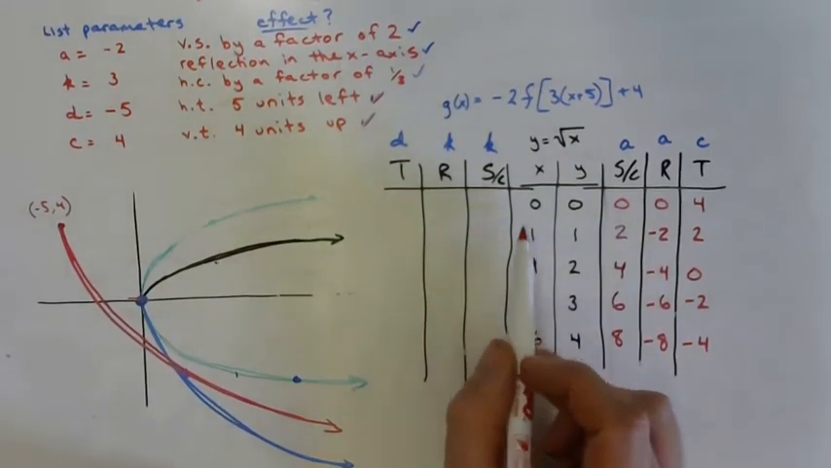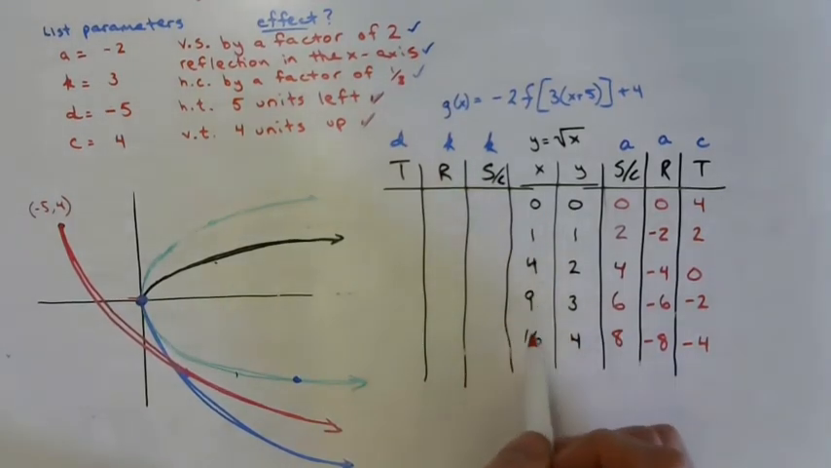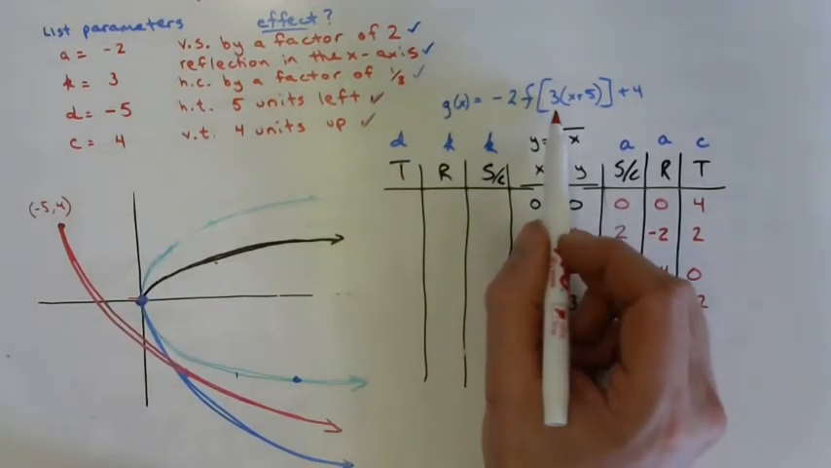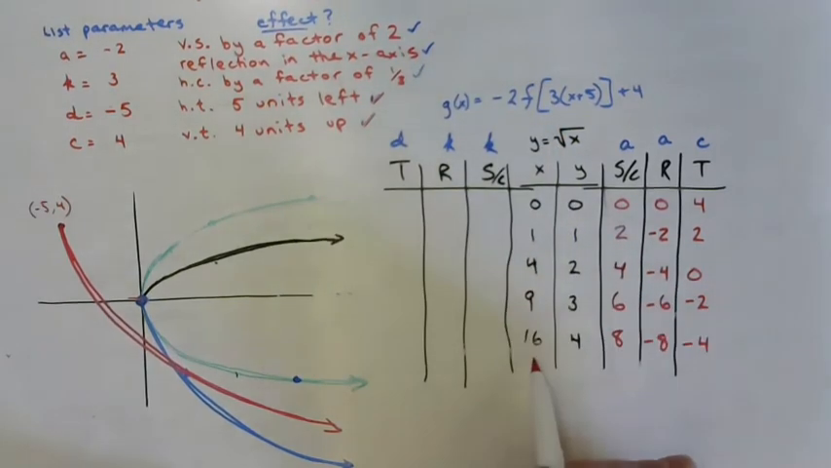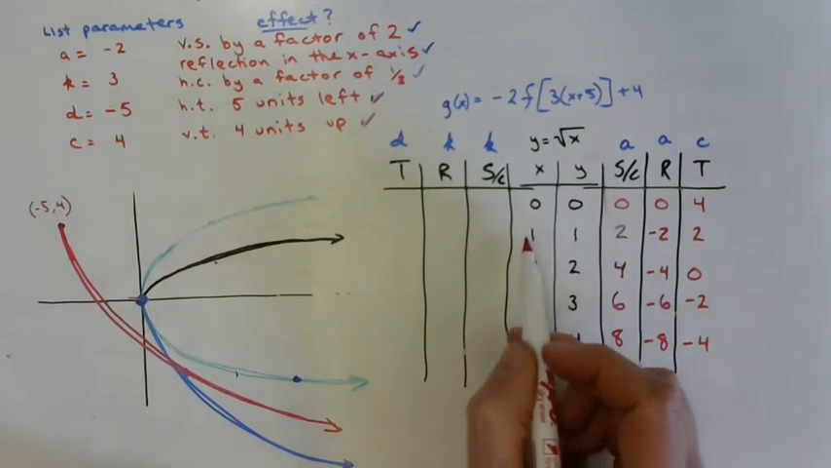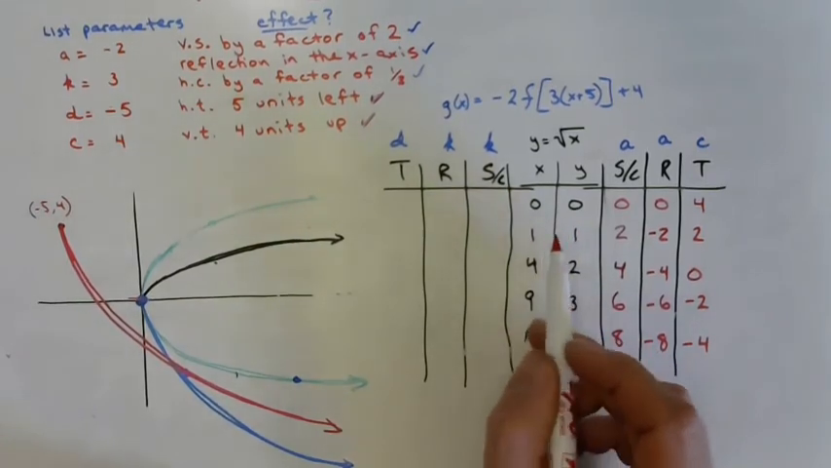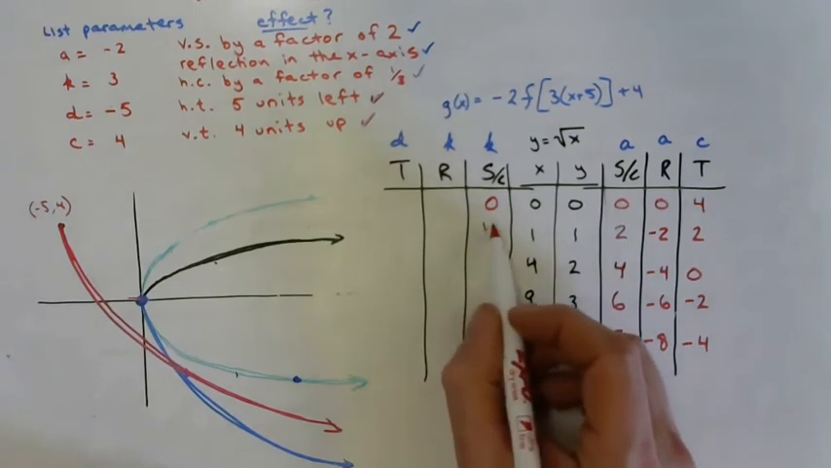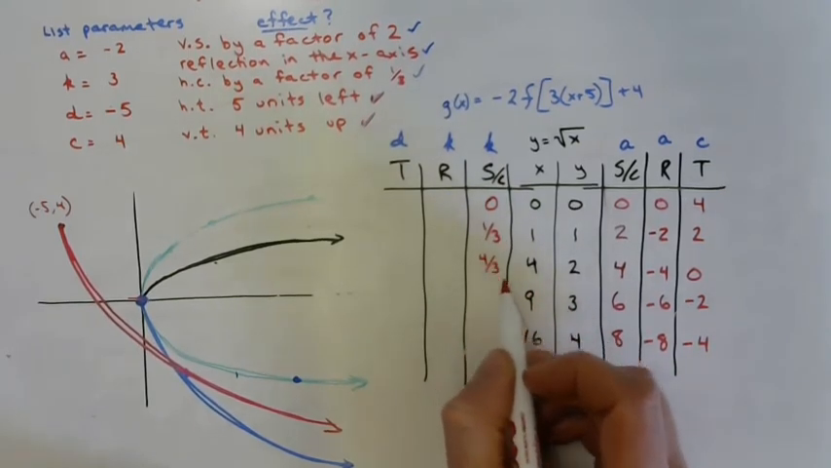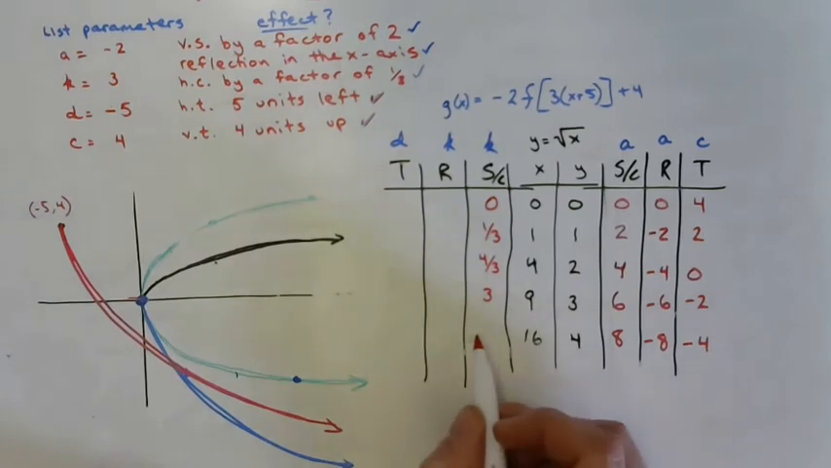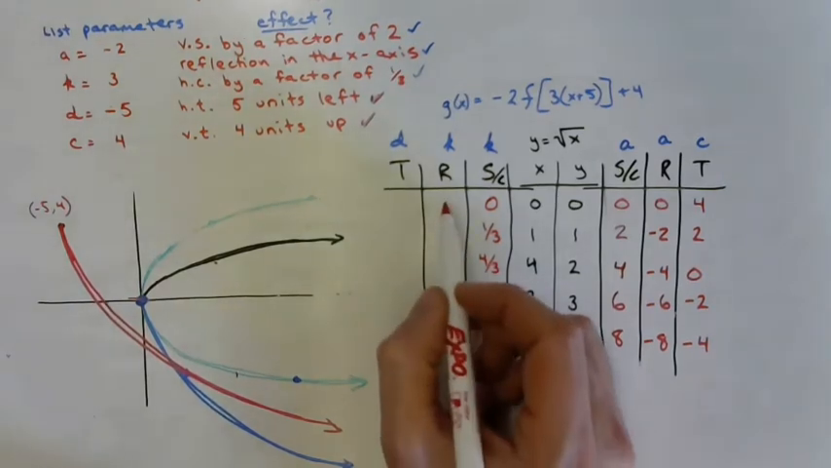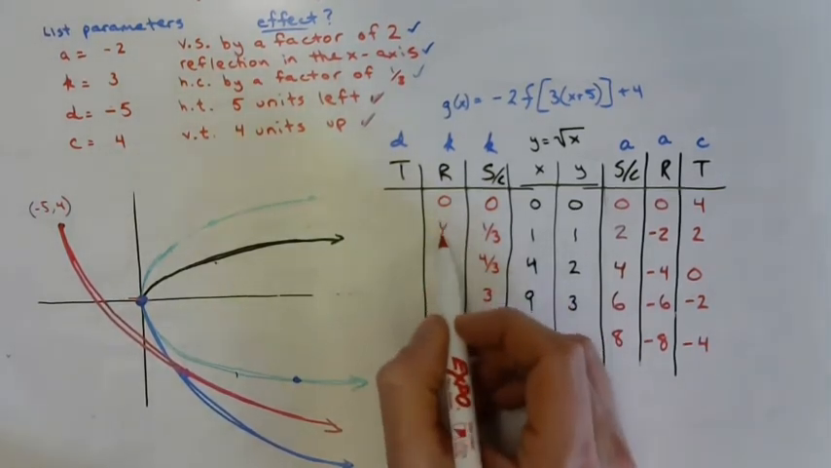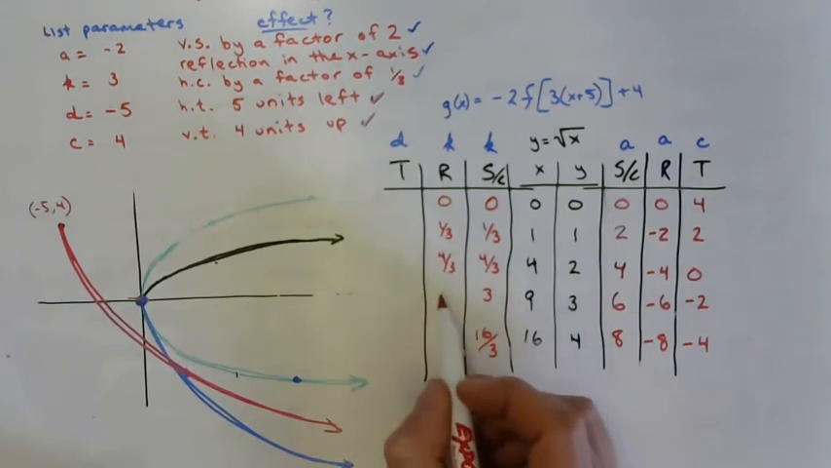Now looking over here at my x-coordinates, starting with 0, 1, 4, 9, 16. What are we doing to them? Well, we have a horizontal compression by a factor of 1/3. So I'm going to divide all of these by 3. They're getting closer to the y-axis. 0 divided by 3 is 0. 1 divided by 3 is 1/3. 4/3. 9 over 3 is 3. 16/3. There is no horizontal reflection, no reflection in the y-axis, so I'm going to bring those values over. They stay the same.